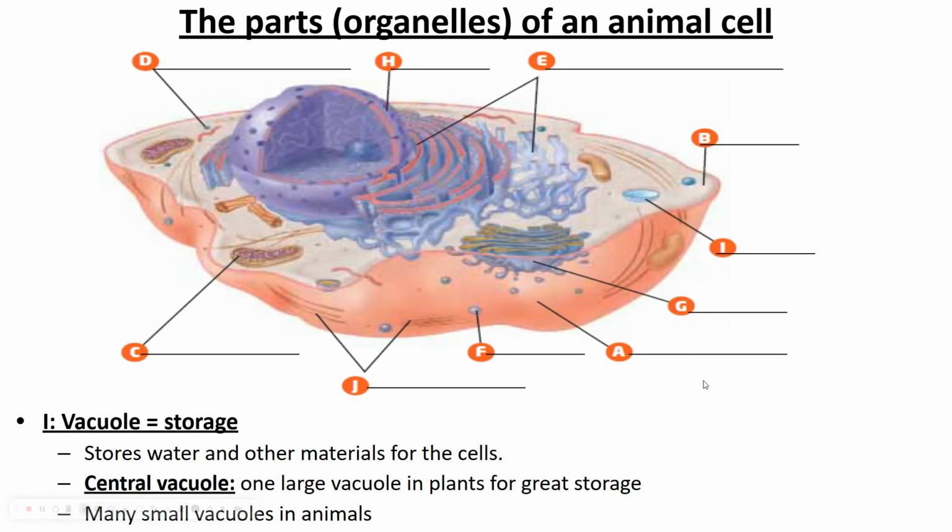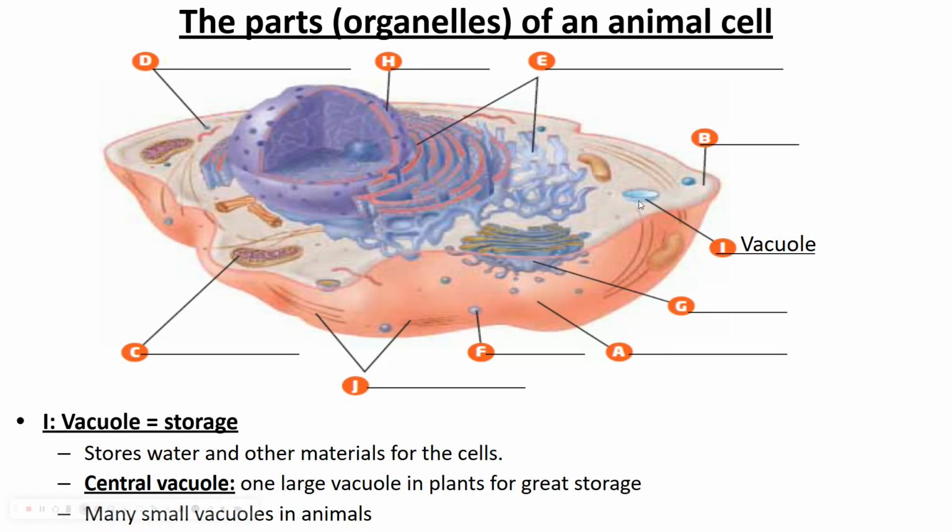Next, we'll take a look at what's called a vacuole. So this here's a vacuole. A vacuole will essentially serve as storage. So in animal cells, you have these small vacuoles, and they store water and other materials for the cell. Typically, animal cells have many small vacuoles inside of them.